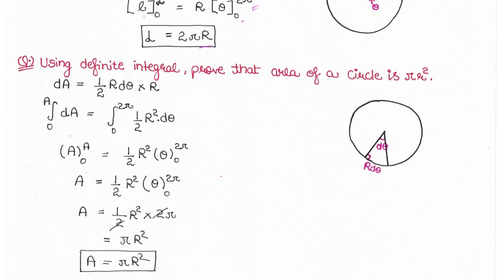Now using definite integral, prove that the area of a circle is pi r square. So this is d theta, this is the angle 90 degree, and this is arc r d theta. So dA is equal to half r d theta into r, or the integral of dA with lower limit 0 to A is equal to the integral from 0 to 2 pi of half r square d theta. If we simplify that, we get A is equal to pi r square.